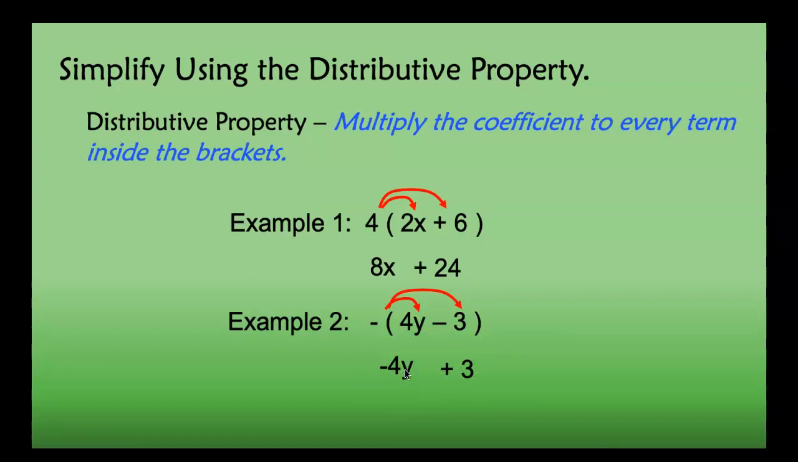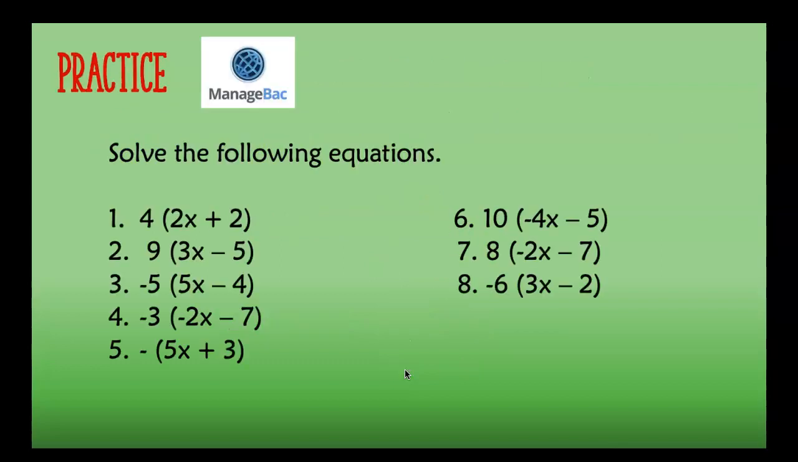At this point, get your paper and your pencil, and you are going to try to find out and assess yourself if you have understood this topic. Here are the questions or the equations that you need to simplify. Okay, pause the video, simplify it.